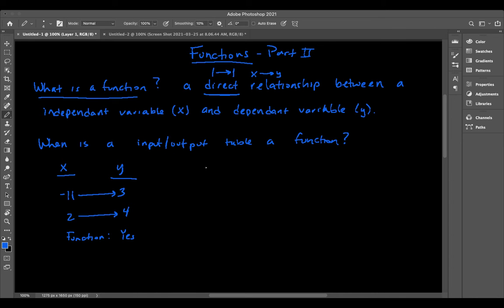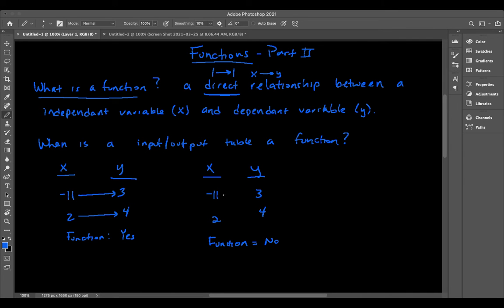Okay, so let me give you another example of this. Okay, so we give you x and y here. Let's do negative 11 and 2 again, and then let's do 3 and 4. Okay, so this is not a function. So again, think about what that would be. What would be the converse, the opposite of that? So basically, it would be an independent variable that does not have a direct relationship with a dependent variable.